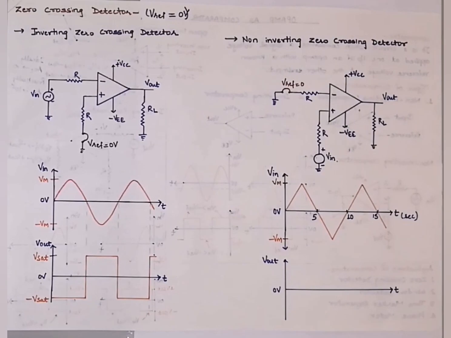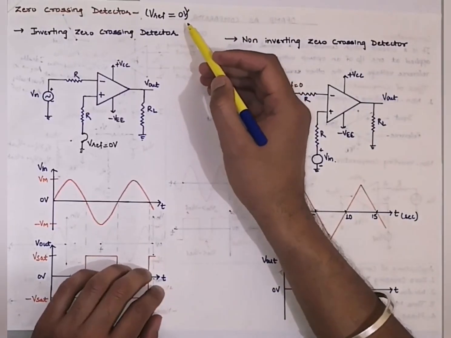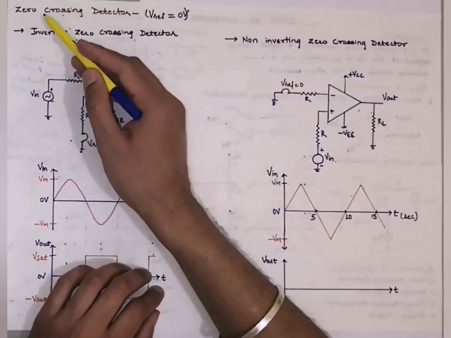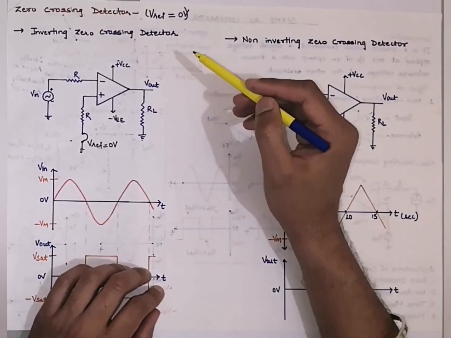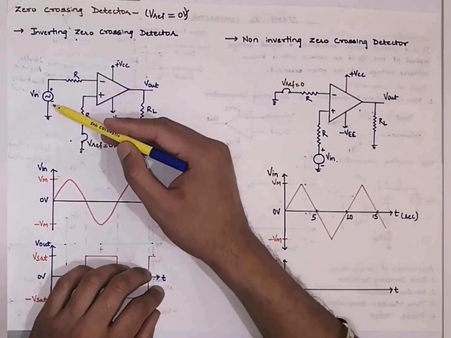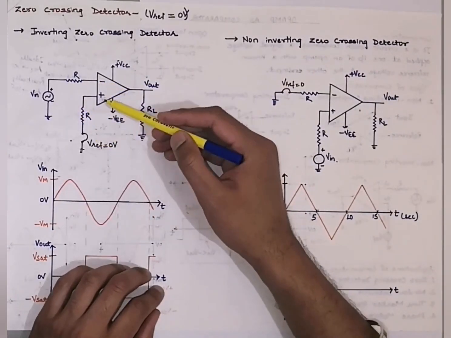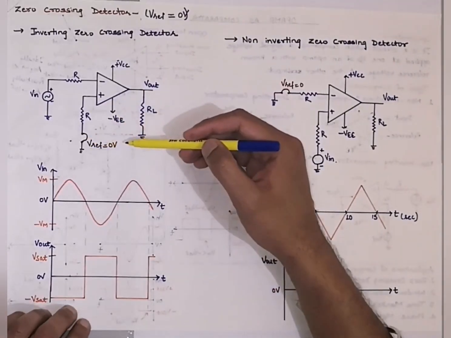Now the comparators I have used can be used as zero crossing detectors provided the V reference voltage must be equal to 0 volt. That's why the name comes, zero crossing detector, meaning it is crossing the 0 volt level. So in the inverting zero crossing detector, my input will be applied to the inverting terminal and reference will be at the non-inverting terminal. Reference is shorted over here, it means it is now 0 volt.